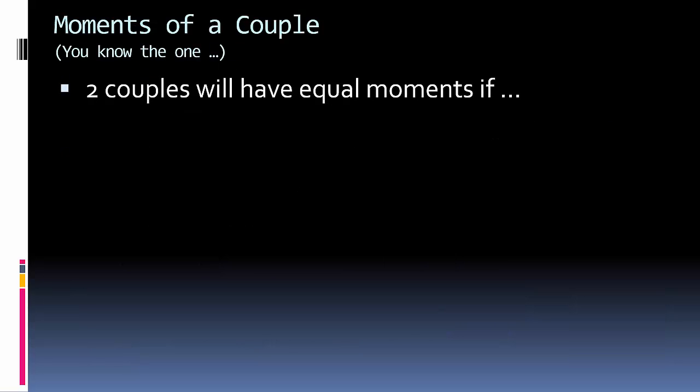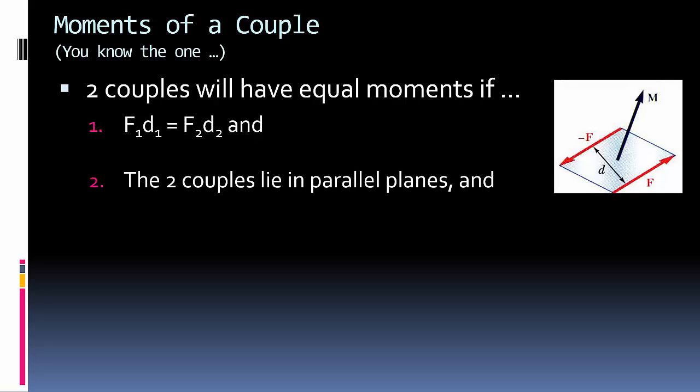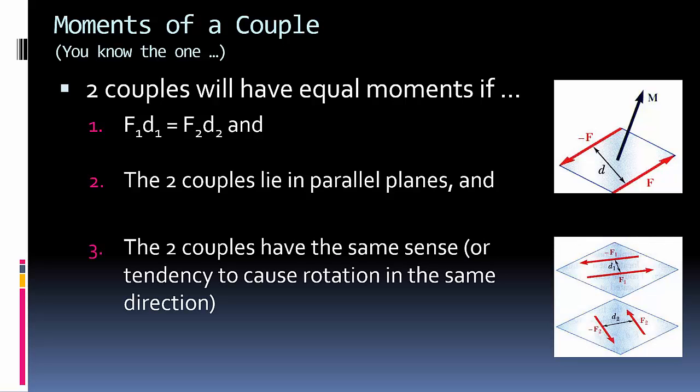So again, let's talk about the moments of the couple. Two couples will have equal moments if the following conditions occur. If the force times the distance is the same, right? So if you double the force, you can halve the distance. Your moment's going to be the same. And the two couples lie in parallel planes, very important. And the two couples have the same sense, or the same tendency to cause rotation in the same direction.